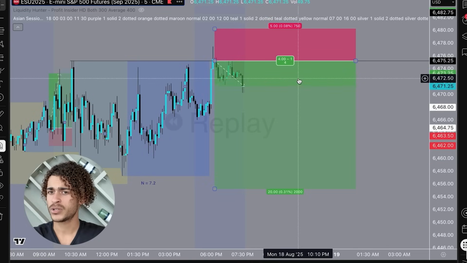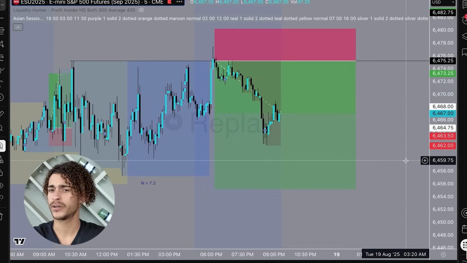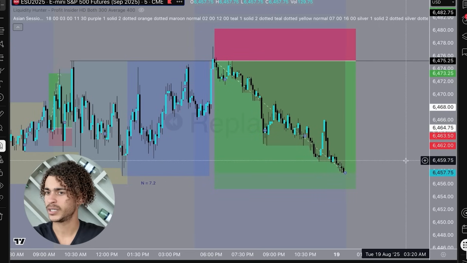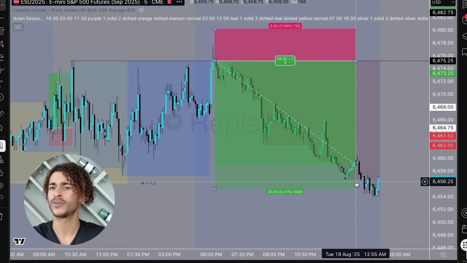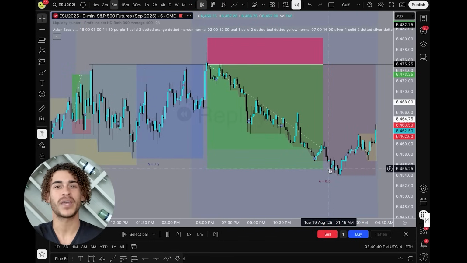Coming back up to our entry, still safe, still good. Getting that move down we were looking for. Still good, still good. Let's see if we can hit the full take profit. Can we? Let's see. Yes, we can. We did hit our full take profit a little bit later than I would have planned, but the trade still played out. A+ setup.